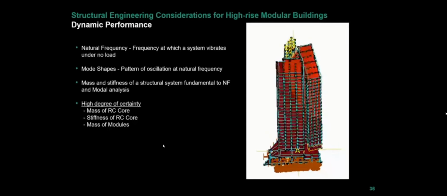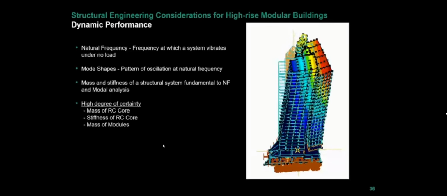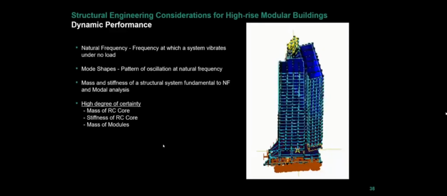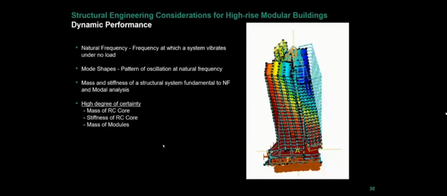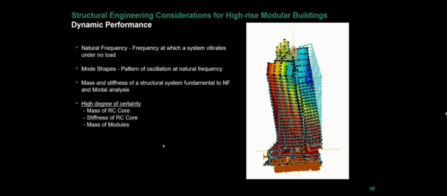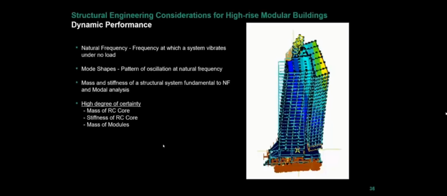So we have a very good understanding of certain elements of the natural frequency calculation, which is directly proportional to mass and stiffness. So we know the mass of the RC core pretty accurately. We know the stiffness of the RC core because it's concrete, and we know the mass of the modules because they're a very accurately made factory product. However, on to the next.